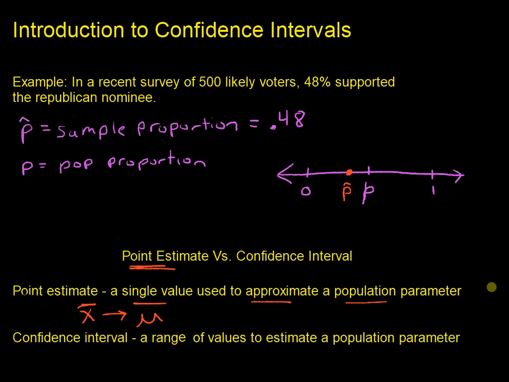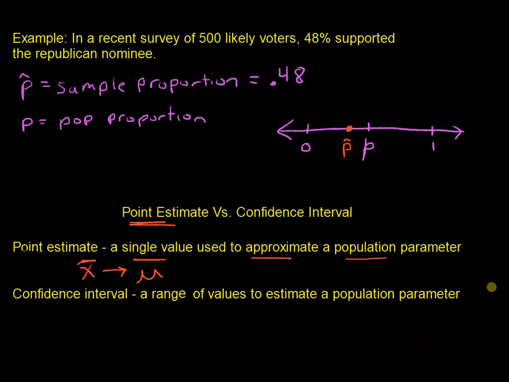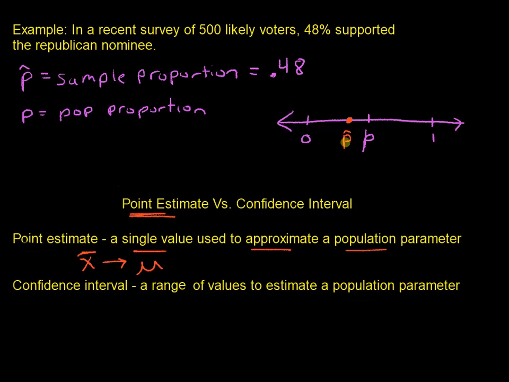All right, so what is a confidence interval? How is a point estimate different from a confidence interval? Well, with a confidence interval, we create some sort of interval around the point estimate. It's a range of values that are trying to estimate the population proportion. So what we do is first we estimate p hat, the point estimate.